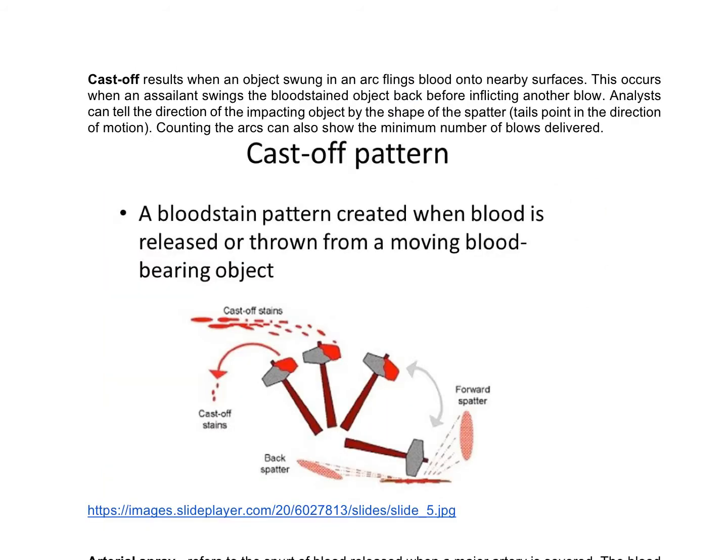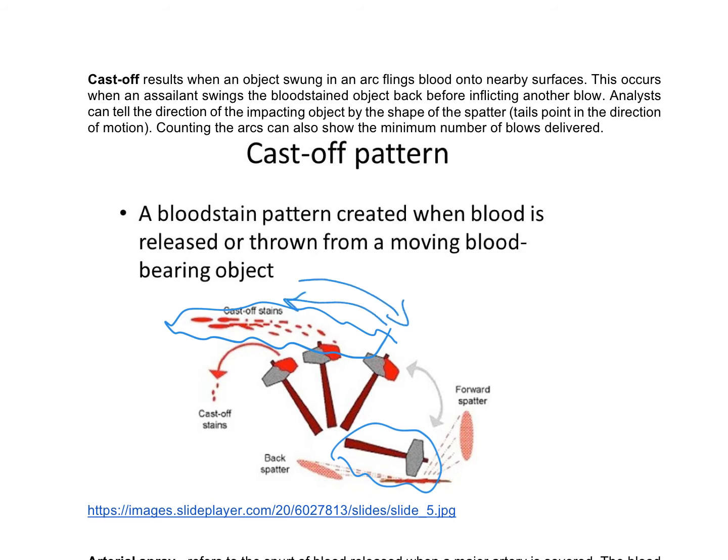Now, another example of projected stains would be cast off. Cast off stain is when the criminal uses an object, in this case, for example, a hammer, to hit the body, and when he lifts it up, some of the blood is projected onto the walls nearby. And then when it moves forward and backwards, it will create a few more stains.